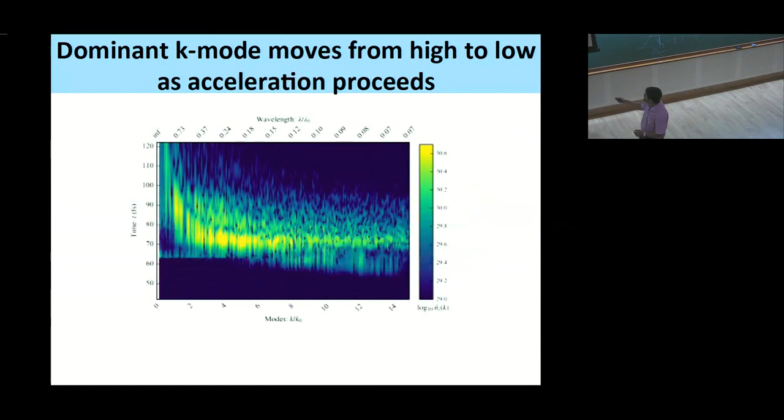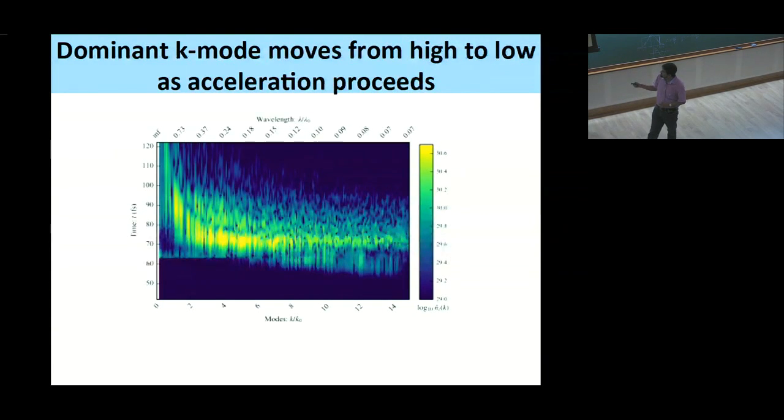So as you can see, at the early time steps, most of the dominant modes are at high K. That means low wavelength. That is expected from a typical Rayleigh-Taylor picture, because the growth rate goes as the square root of K, so you should expect high Ks to grow faster. But as time progresses and we proceed in the acceleration, this high K goes to low K, and then in the saturation stage, we see that the wavelength is around 0.7 lambda naught, which is of the order of the laser wavelength.